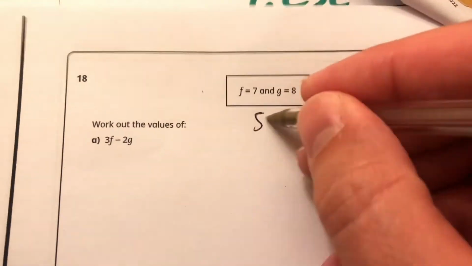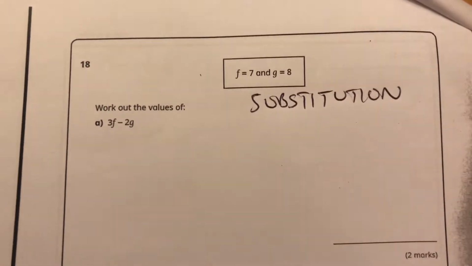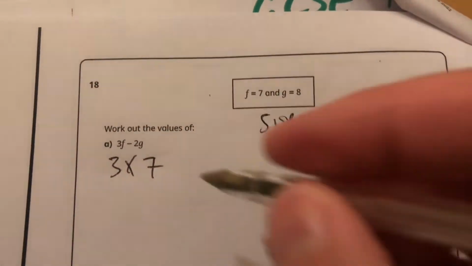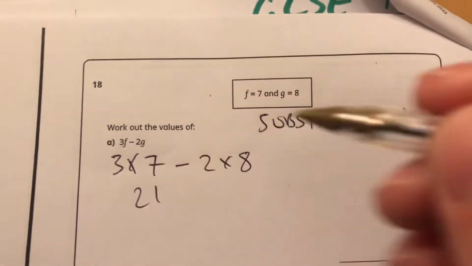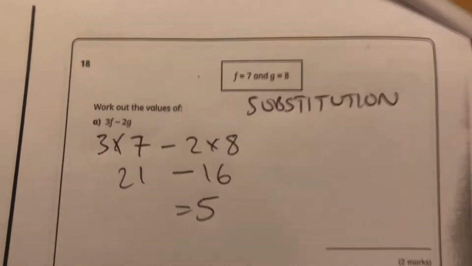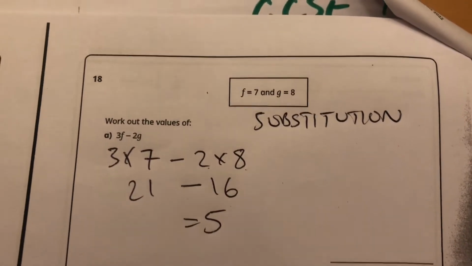So this, we need the skill here of substitution. Okay, we're coming up to 7 minutes. So f is 7, so 3 times replace that f with 7. 2 times 8. 3 times 7 is 21, minus 16 is going to be 5. That should all be correct. 21 minus 16 is 5.